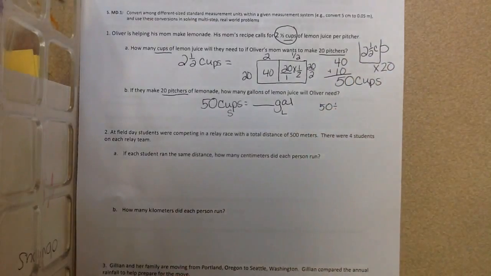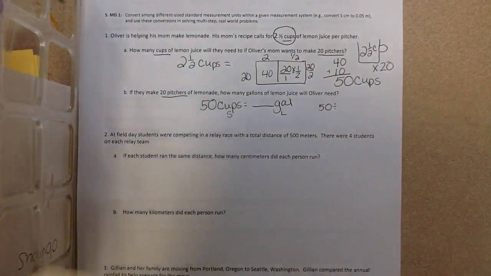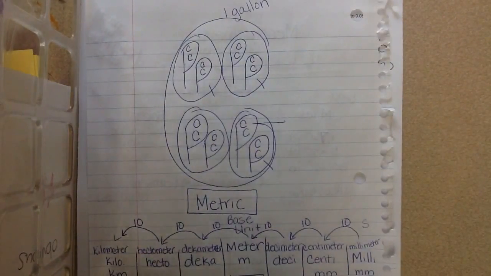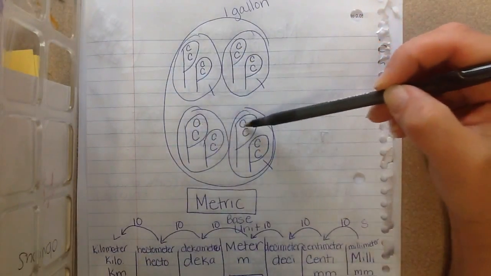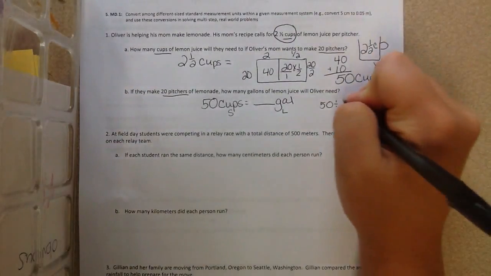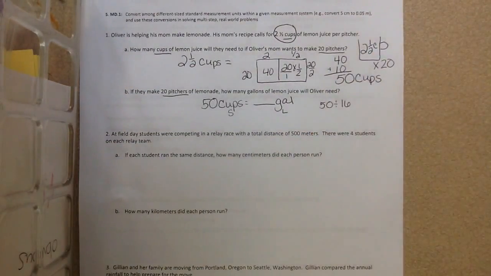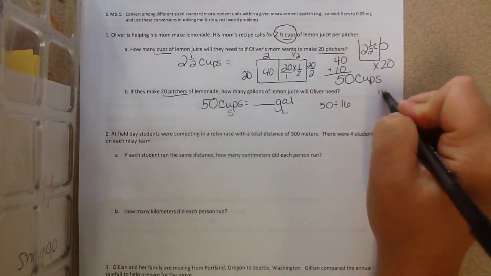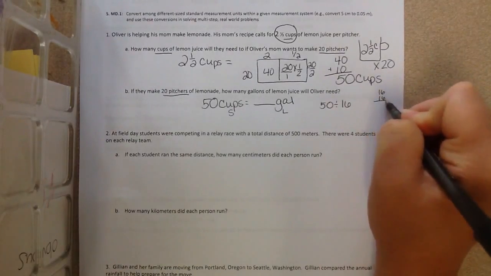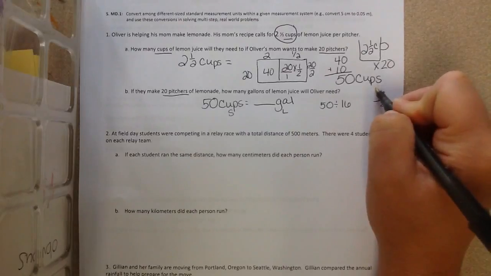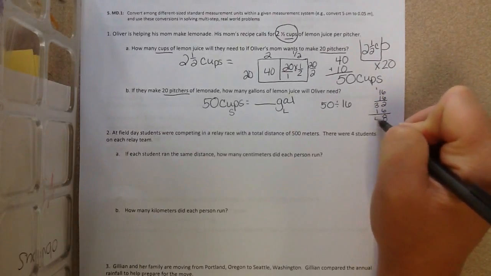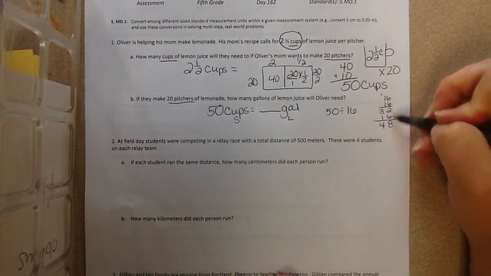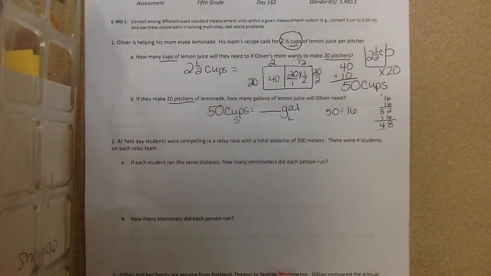Smaller to larger, divide. I need to look at my chart and see how many cups are inside of a gallon. I have my big G. 2, 4, 6, 8, 10, 12, 14, 16. There's 16 of them that fit in there. Well, let's see how many 16s fit into 50. Let's see, 16 plus 16, it's 32. Let's try a third 16. All right, let's see what I have. I have 48 of them.